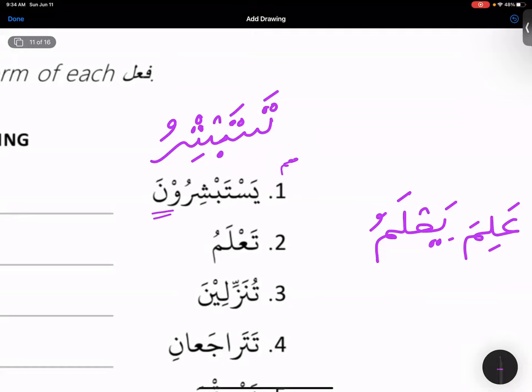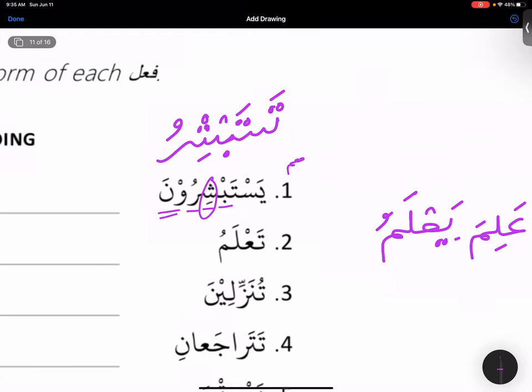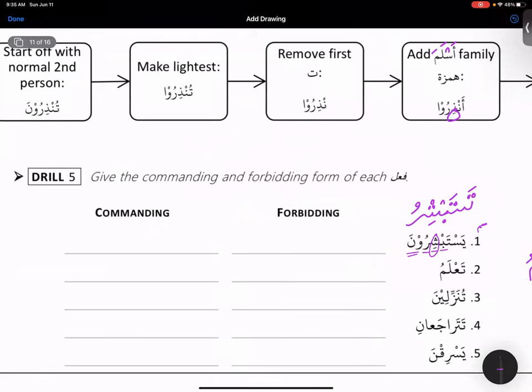What are the root letters? Ba, sheen, and ra. And the middle root letter is sheen, and it is having a kasra, right? So we are going to give this helper Hamza a kasra, so it will become istabshir. Forbidding would be la, so you can just put la over here, make it sukun: la tastabshir. But the commanding would be istabshir.